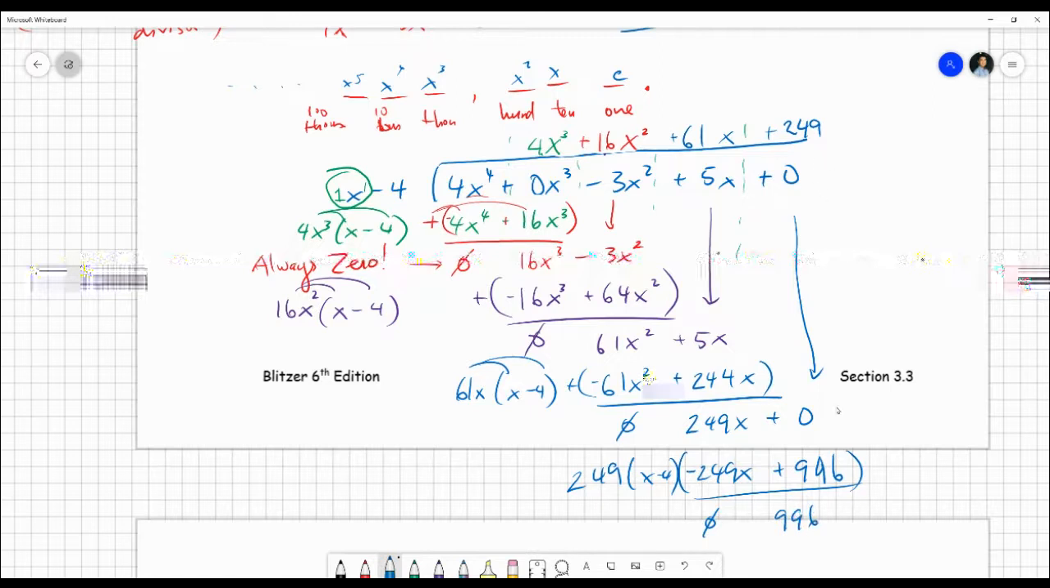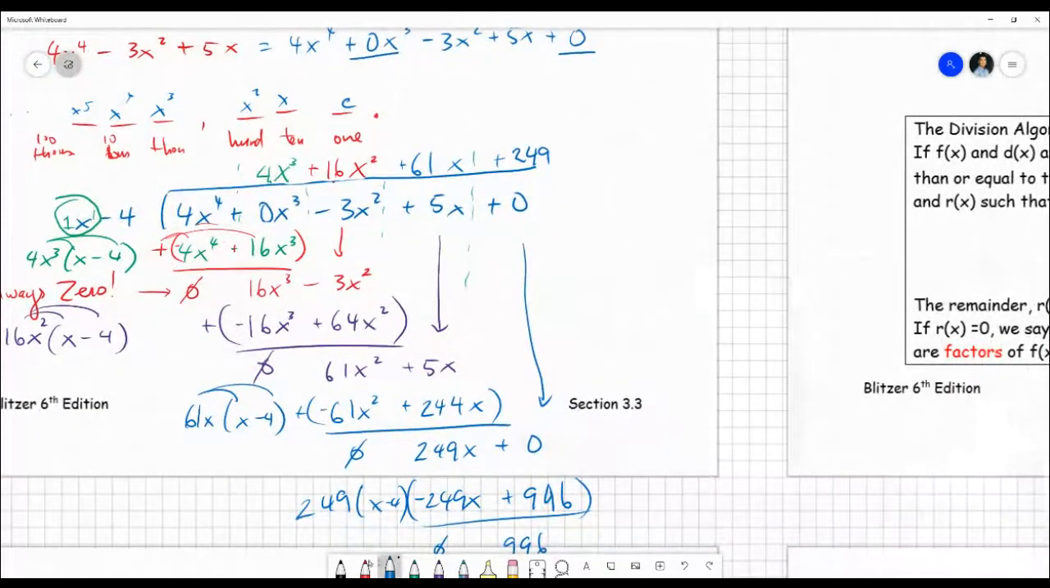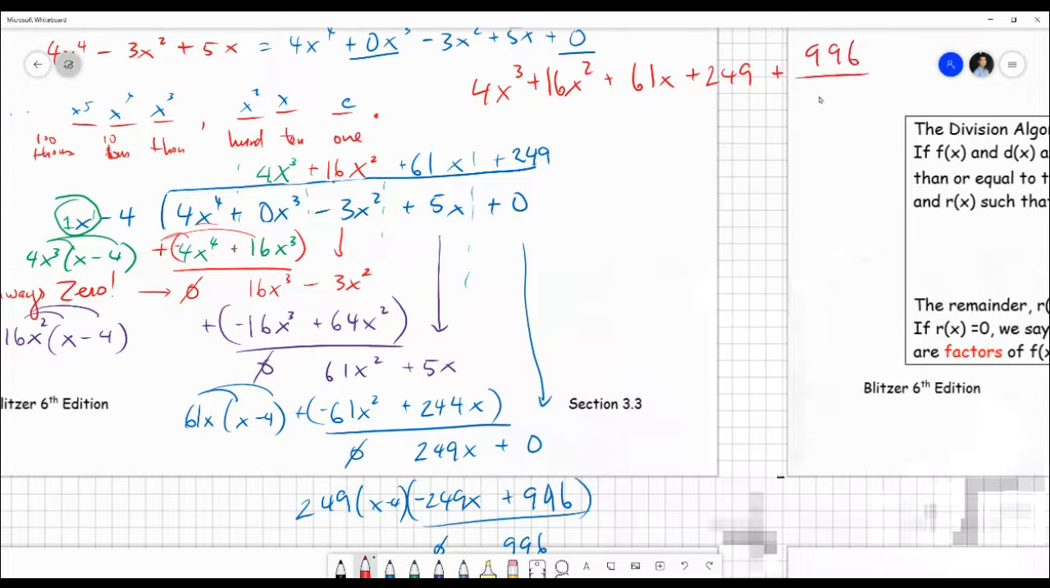Okay, so we have a remainder of 996, and this is our quotient. So in order to write out our final answer, we have 4x cubed plus 16x squared plus 61x plus 249 plus 996 divided by x minus 4. So there is our final answer.